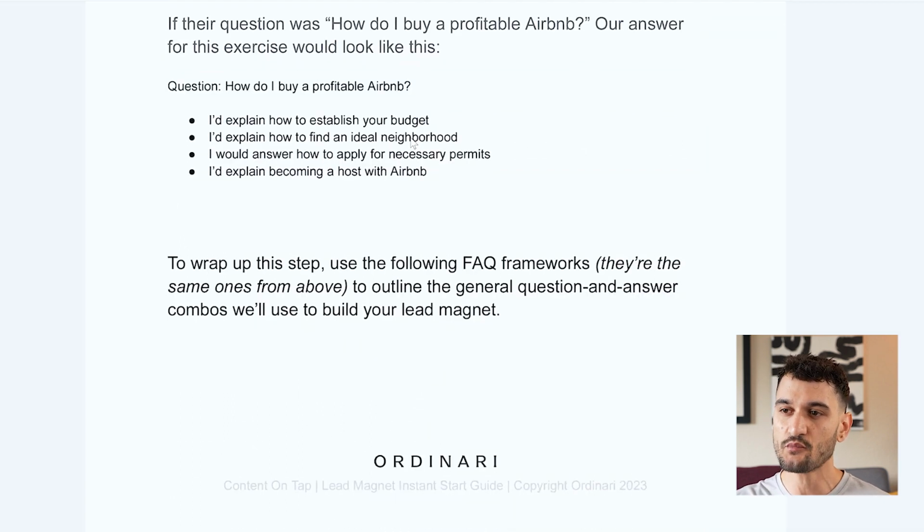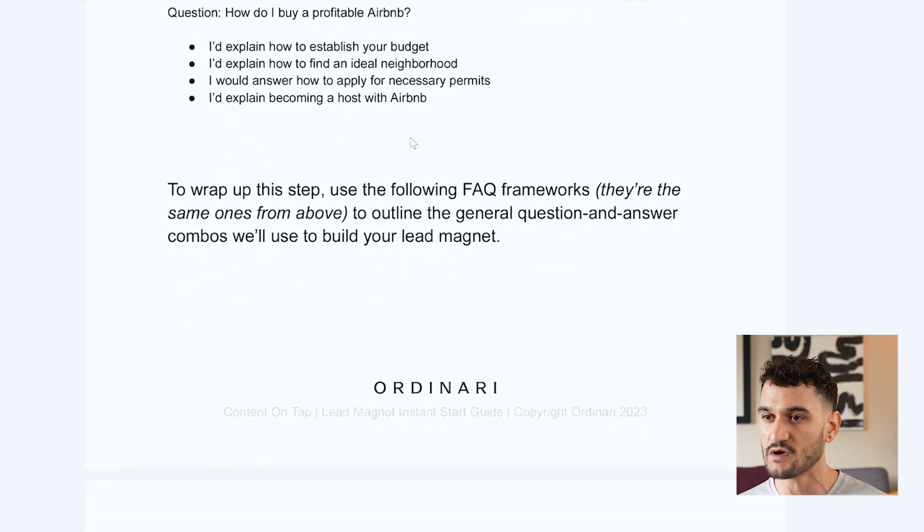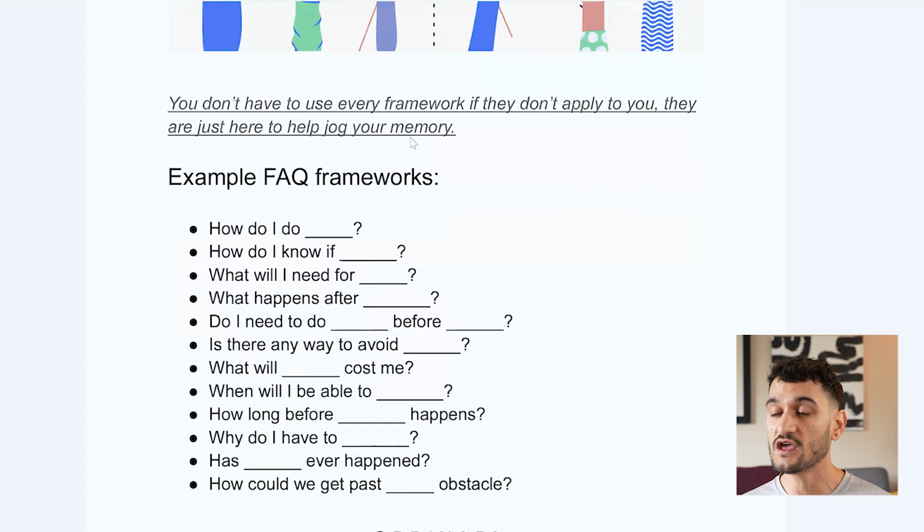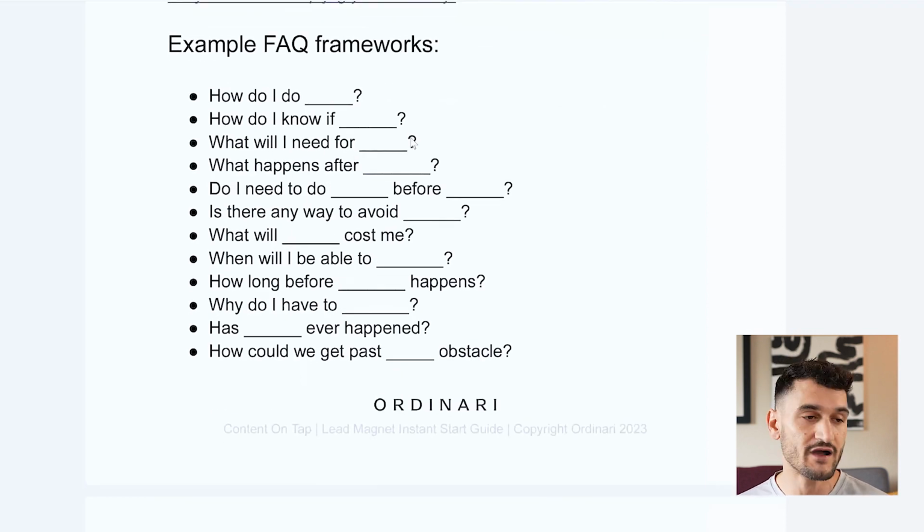So again, these example frameworks: How do I blank? How do I make a sandwich? How do I apply for this permit? How do I avoid this pain point? Two, how do I know if blank? How do I know if I need this? How do I know if I can get out of this ticket? How do I know if they recorded what speed I was going? How do I know if my toothpaste is working?